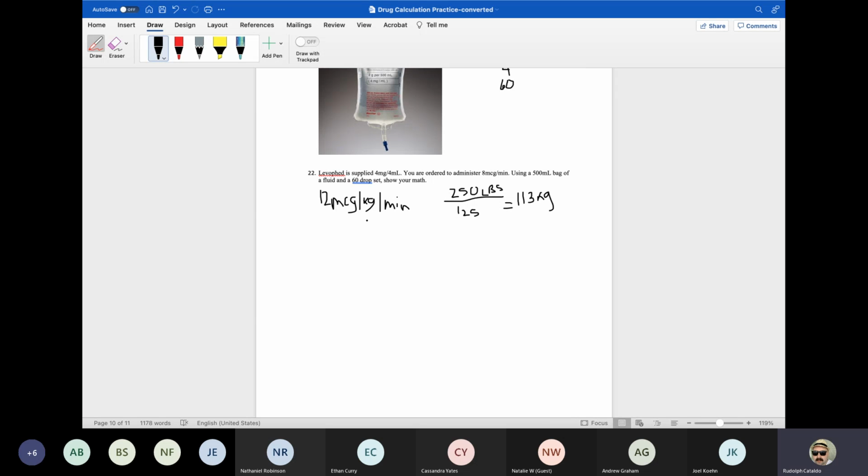So now we need to plug some numbers here. 12 micrograms times 113 kilograms is what? What's 12 times 113?